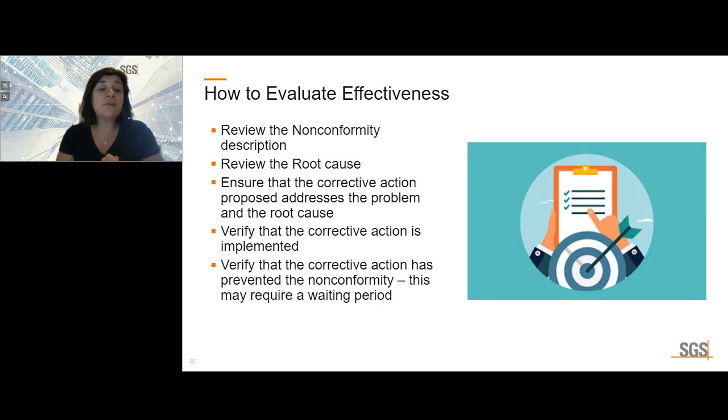Lastly, you want to verify that the corrective action has prevented the nonconformity. And like I said, this is going to require a waiting period. Generally speaking, waiting 24 hours is not sufficient to be able to gather this evidence.